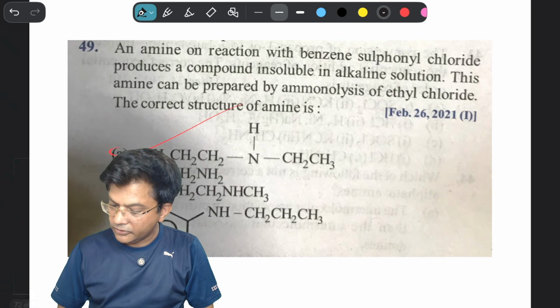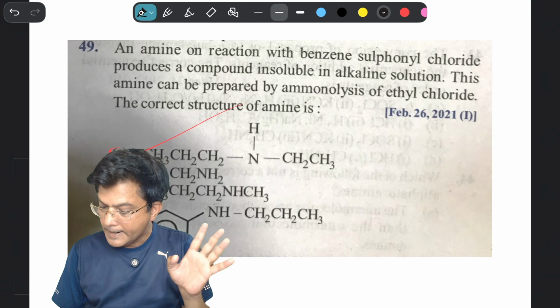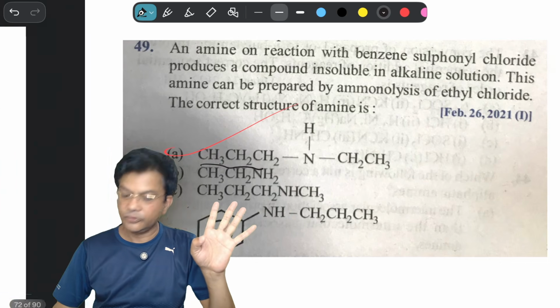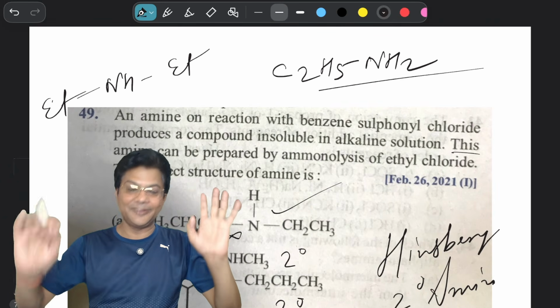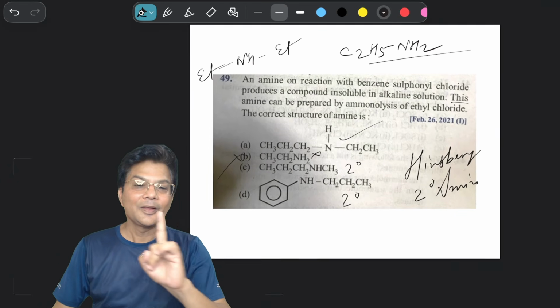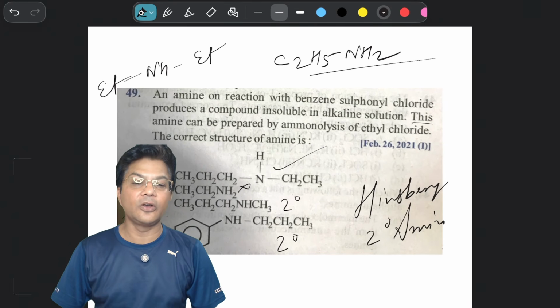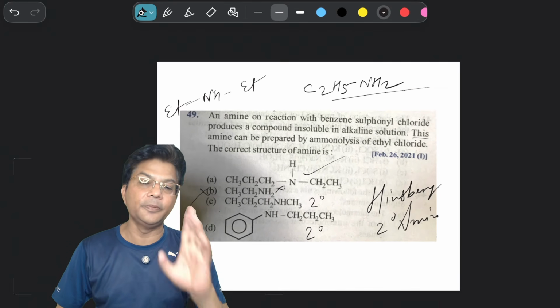So this is a 2 degree amine, that means there is some misprinting. It should be ethyl, right? So Baba HSP is always right. See, kids. Although there is some misprinting, Baba HSP is always right. Both sides there should be ethyl, right?